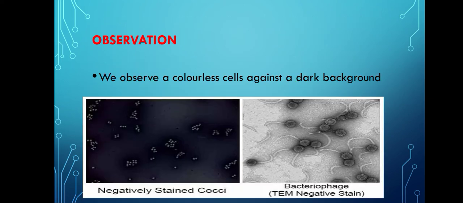Here we get the results, that is negatively stained cocci cells. Here we can see the colorless spherical cocci cells present against the colored background.